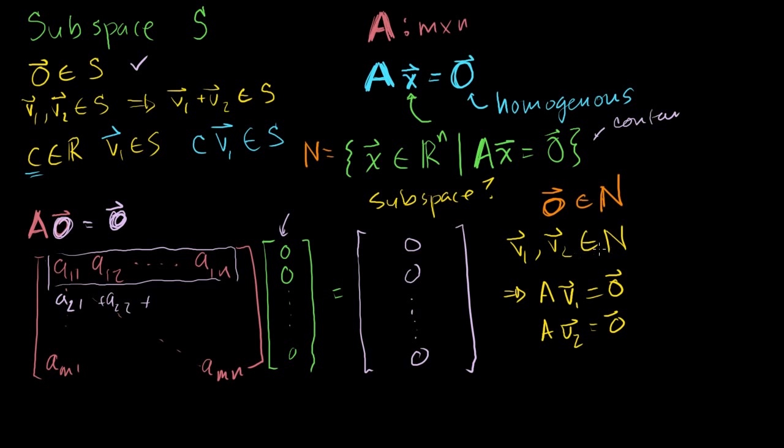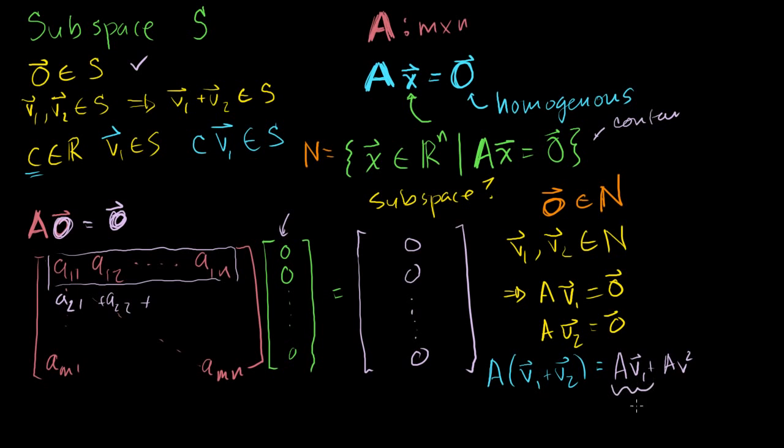So in order for this to be closed under addition, A times vector 1 plus vector 2, the sum of these two vectors, should also be a member of n. But let's figure out what this is. I haven't made a video where I prove this, but it's very easy to prove just using the definition of matrix vector multiplication, that matrix vector multiplication does display the distributive property. You just have to go through the mechanics of each of the terms. This is equal to A v1 plus A v2.